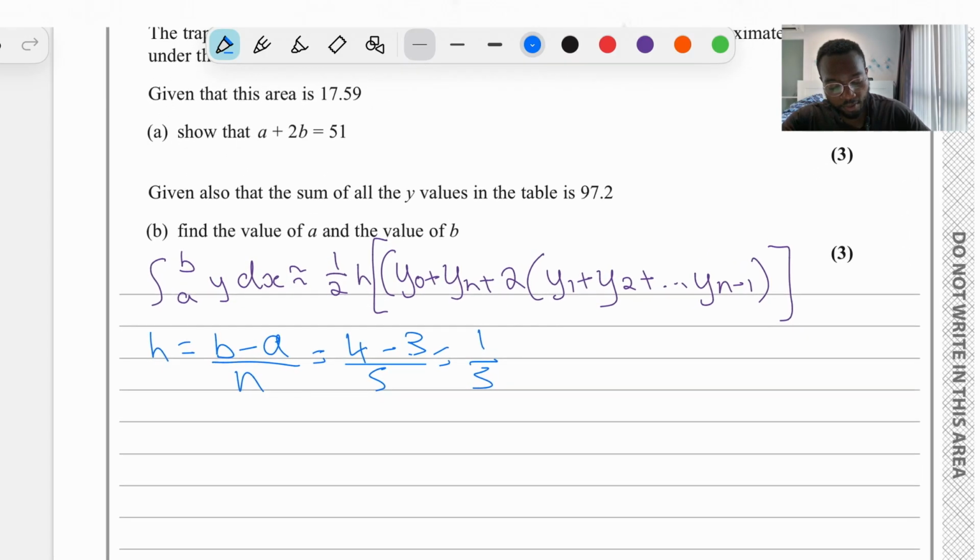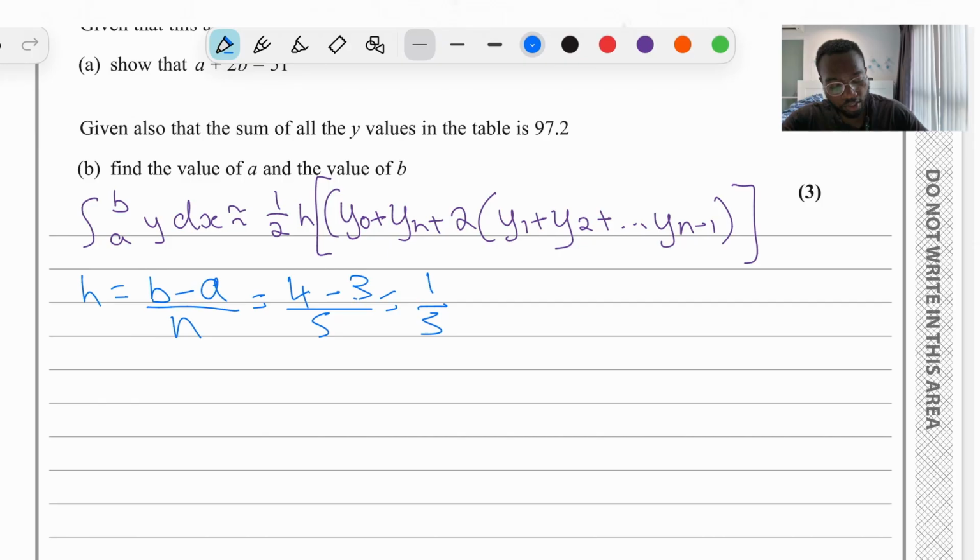Because h is 1 over 5, that's our h. Now we can put in our values. So right now we have 1 over 2 times 1 over 5, which is 1 over 10. That's the 1 over 2h. That's 1 over 10, and now we just need to put in our values.